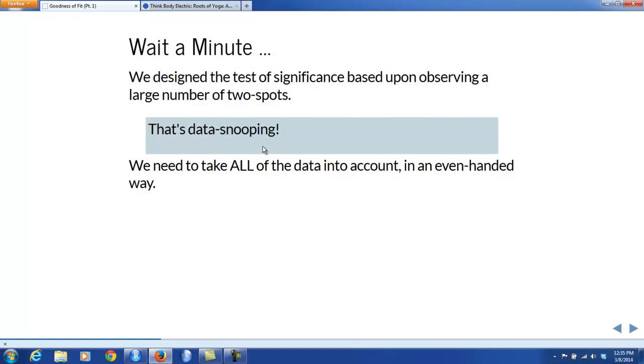But you really need to hold your horses here. We've designed the test of significance based upon observing a large number of 2 spots in the data. We designed the test specifically around an observation that we saw in the data. We didn't have that particular test about whether or not the probability of 2 is 1/6 until we saw that data. We have committed data snooping. We really need a way to take all of the data into account, even-handedly.